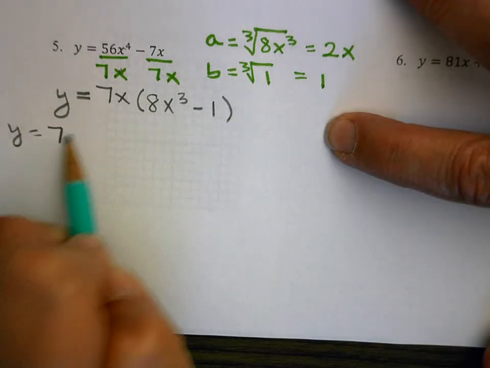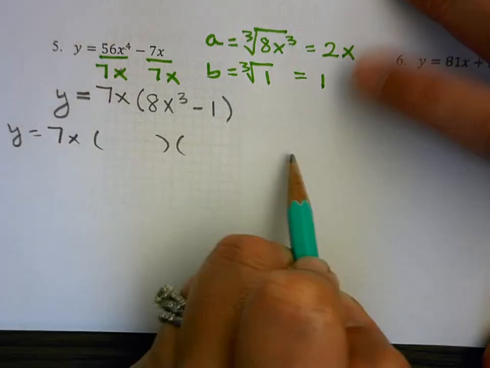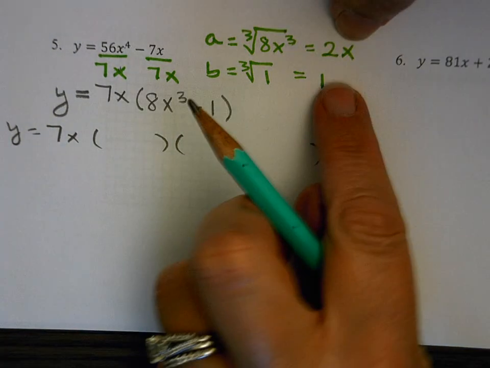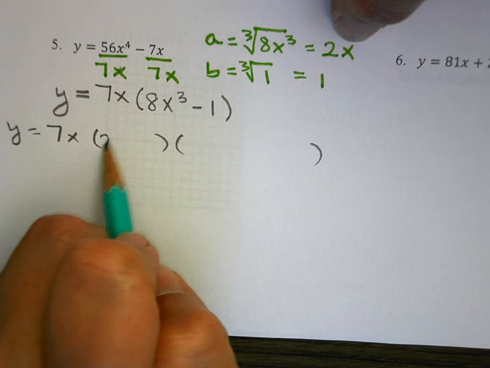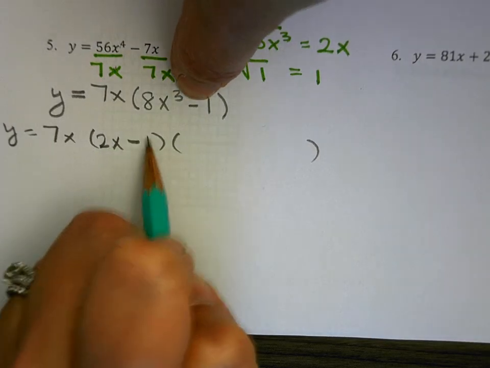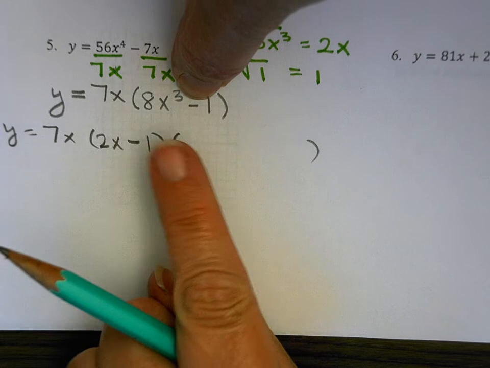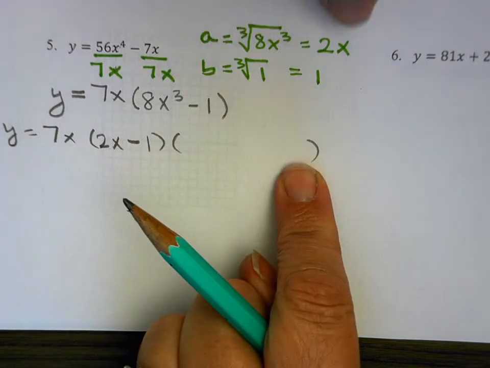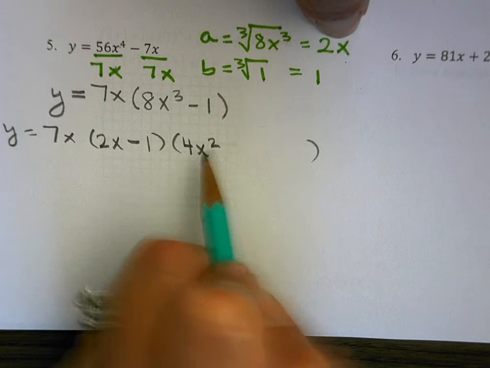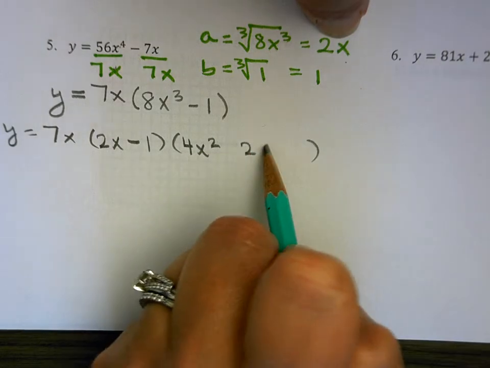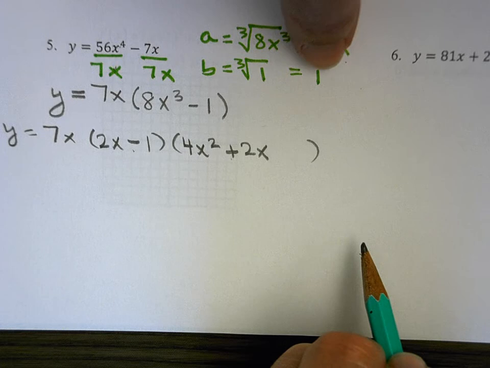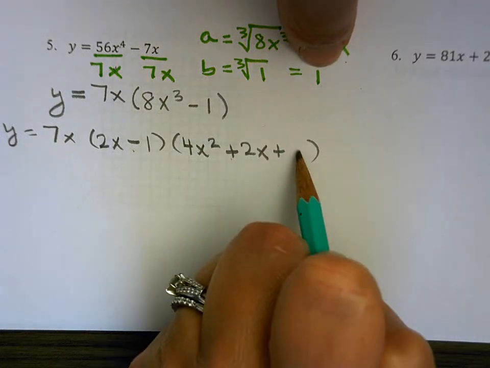So I still have that 7x, and then I'm going to have a binomial and then a trinomial. So the binomial is just the roots here, so 2x and 1. And it has to keep the same sign, so it's still going to be subtraction. And then my trinomial, I'm going to square, multiply, square. So square, so 2x times itself. And then multiply 2x times 1. And then the sign needs to be opposite. And then 1 times 1, always positive, 1.